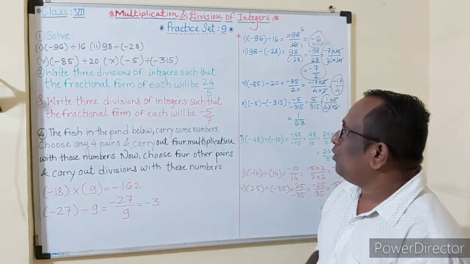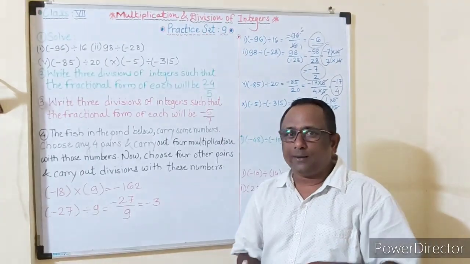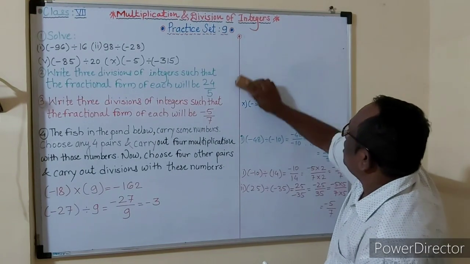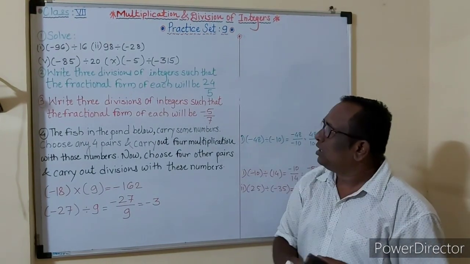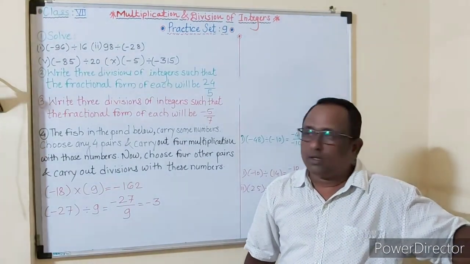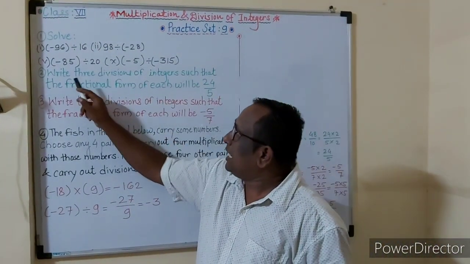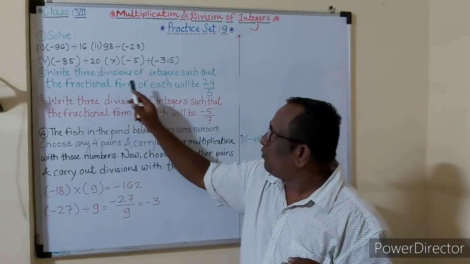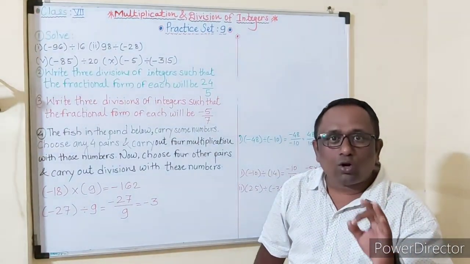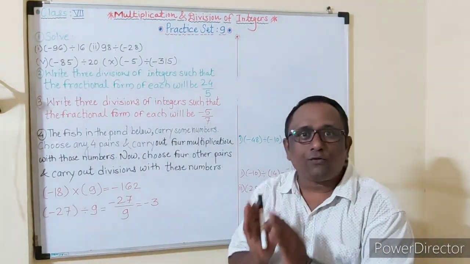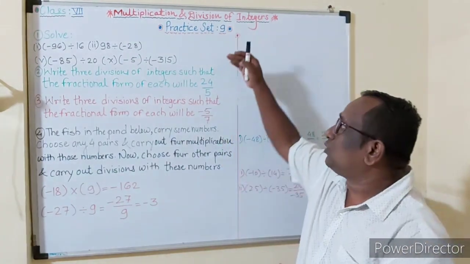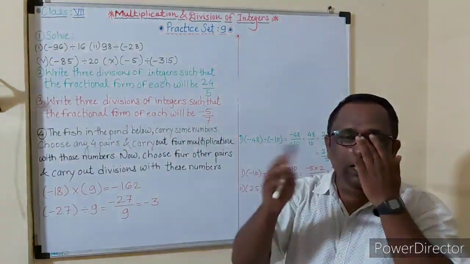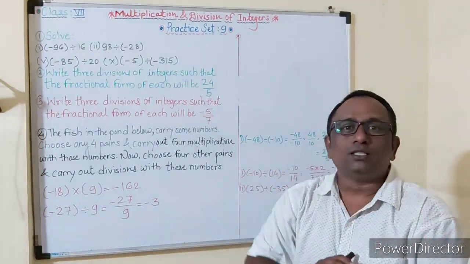Okay. Now we will move to the second question. The second question is exactly opposite to this one. Now the question is, write 3 divisions of integers such that the fractional form of each will be 24 upon 5. Here fractional form means simplest form. In the previous question also we were finding the fractional form or the simplest form. You learned in 6th standard also how to make the simplest form.